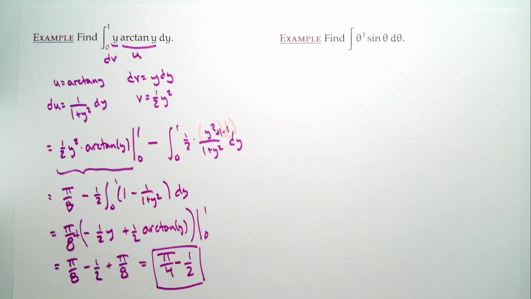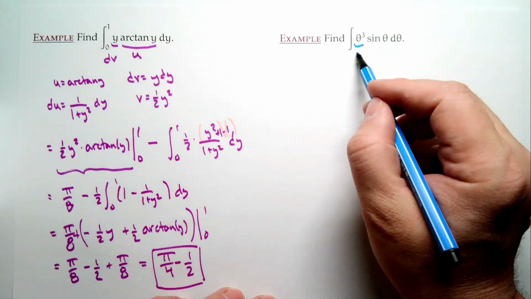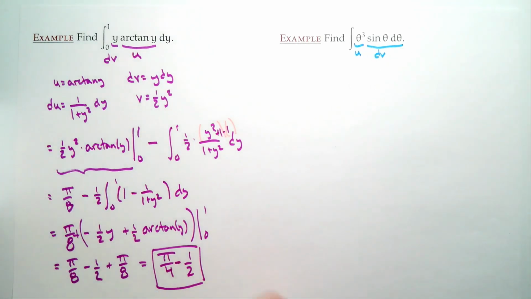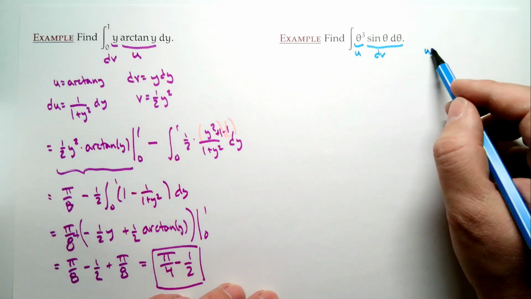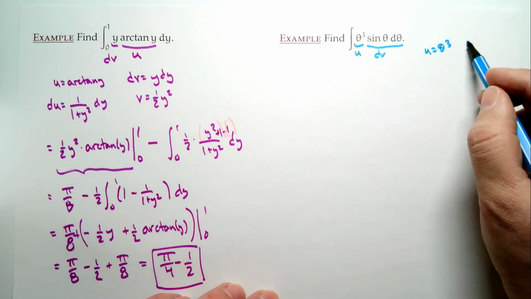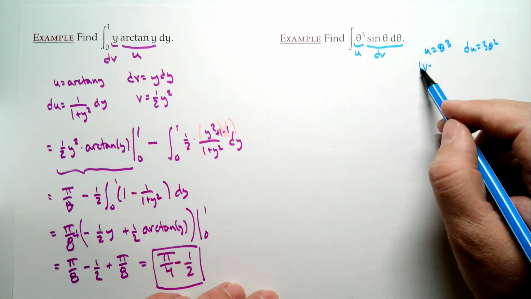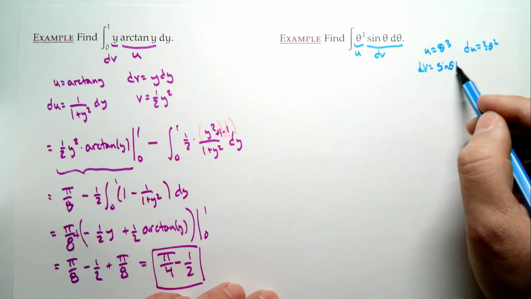Well, if we integrate, it becomes like theta to the 4th. If we differentiate, it becomes like theta squared, up to constants. Theta squared sounds better. So the theta cubed should be the part that gets the derivative. The sine of theta d theta, that should be the part where we integrate. So there's our u and our dv. So we get u equals theta cubed. That says du is 3 theta squared. dv is sine theta d theta.